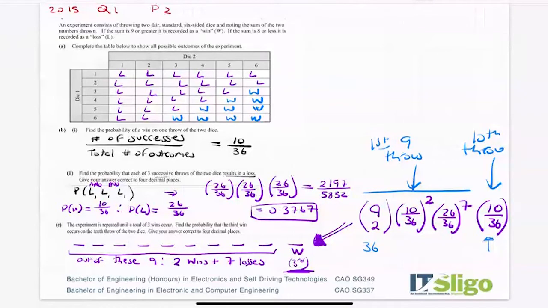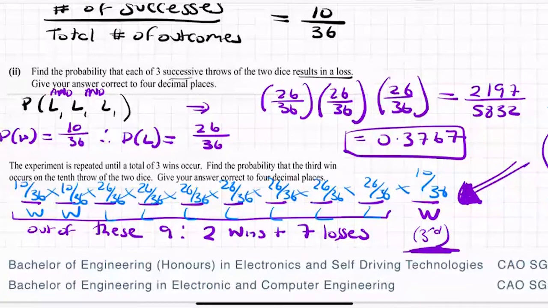In each of these, and I'll just make one up here so you can see it. So I'm going to do win, win, L, L, L, L, L, L, L. So that's 10 out of 36, 10 out of 36. Then 26 out of 36, 26 out of 36. And then this win at the end had to be the 10 out of 36. And you can see they're all multiplied by each other because it's a win and a loss and a loss and a loss.